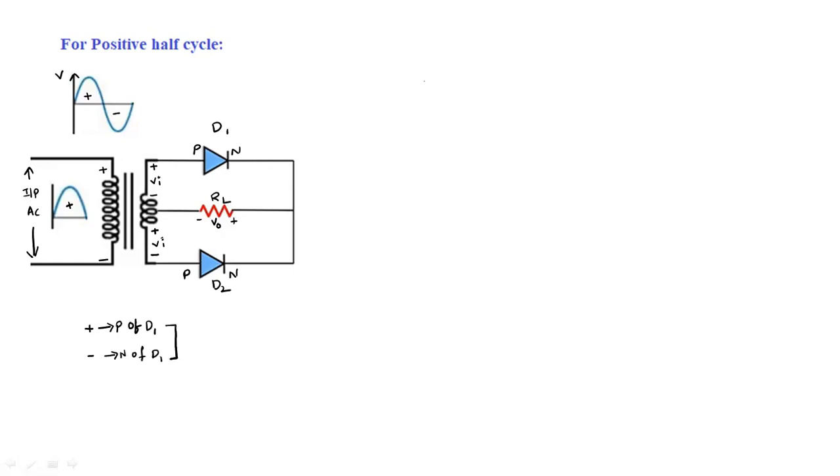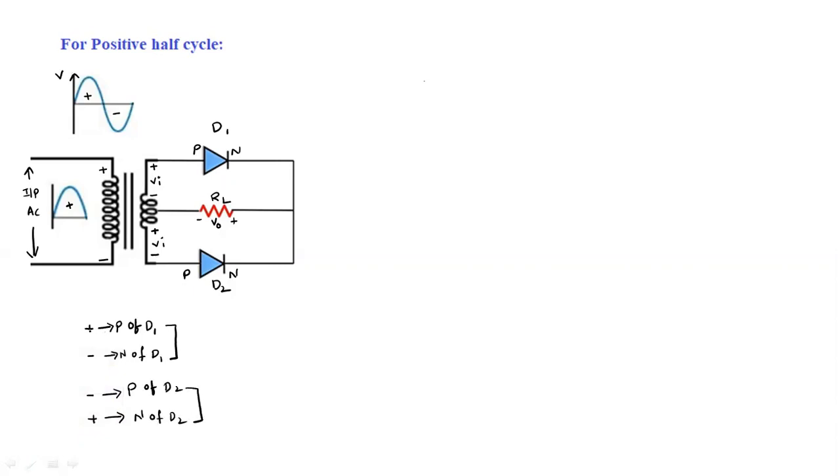Next, we'll see one more connection. In the downside, the negative terminal of the input is connected to P type, and the positive terminal of the input is connected to N type, N of D2 here. So this is D2, we have to write clearly. Here P of D2, and it is N of D2.